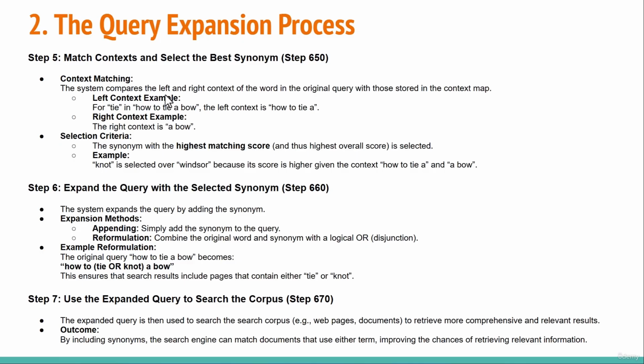There are two expansion methods. One is appending, which simply adds the synonym. The second is reformulation, where the original word is combined with the synonym using a logical OR disjunction. The query how to tie a bow becomes how to tie OR knot a bow. The result of this is that both sets of results are included. The final query, which now contains a synonym, is used to search the corpus, meaning all the articles stored by Google. The benefit of this is that by using the synonym, it can find more relevant search results.